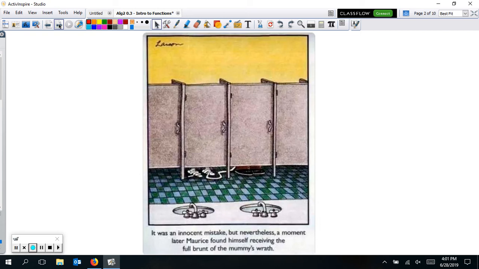If you can take a look at that picture and get the idea of what's happening inside those stalls and where that guy is, and the mummy's next to him. He made an innocent mistake with the tissue paper or toilet paper.